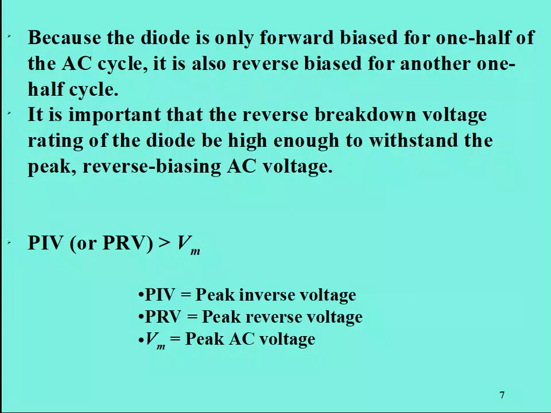Now PIV is the peak inverse voltage, and PRV is the peak reverse voltage. The maximum voltage across the diode in the reverse bias mode is called the peak reverse voltage, right?